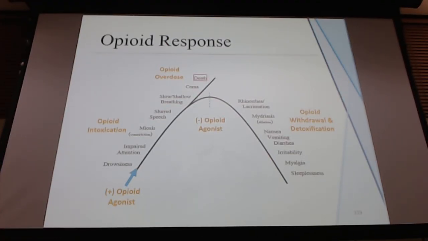Altogether, here's our opioid response. Okay, when we add an opioid, these are the things that can show intoxication. Overdose is when we get too much. When we take off that opioid, we can go through that withdrawal and have that detox.